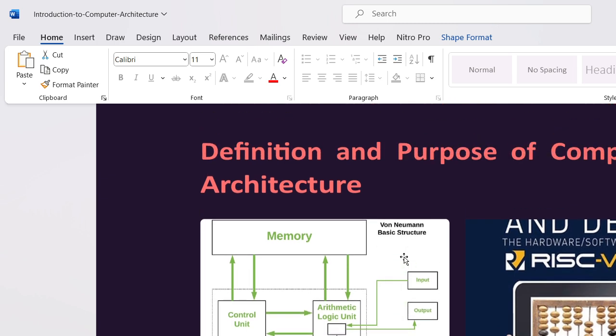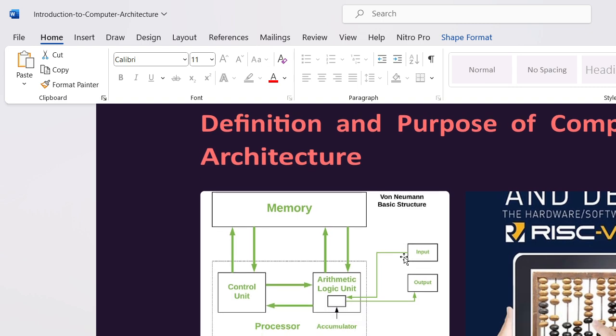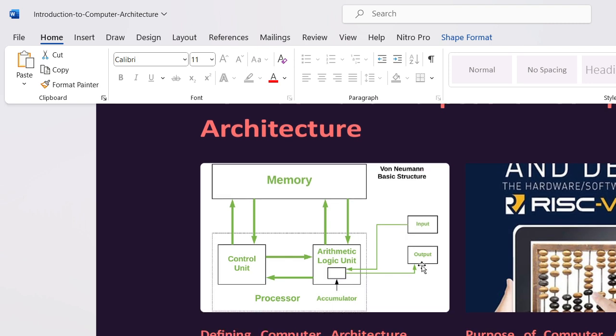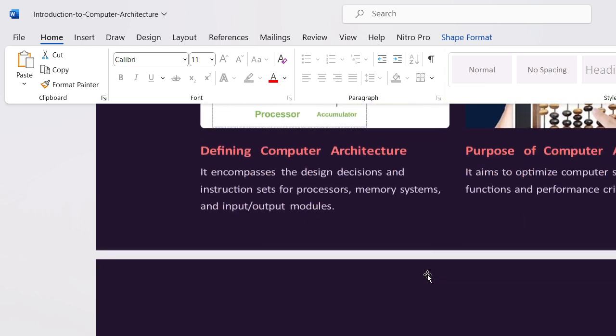So, as a generalization, computer architecture is about building the right system for efficiency, designing the processor and its instructions to be as efficient as possible.